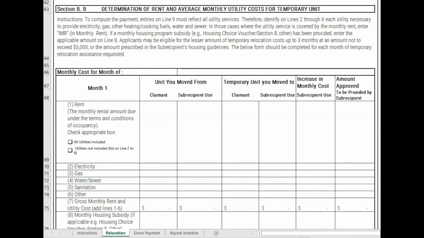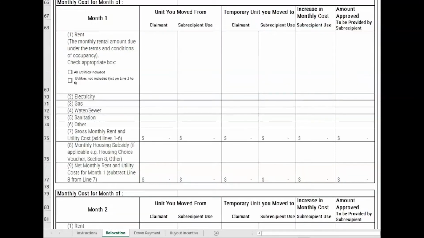First, applicants should input the month that the costs are being requested for. If applicants are to be temporarily relocated more than 1 month, as can be seen in the total number of months listed above in Section B, they should fill out a separate table for each month. If applicants will only be relocated for part of a month, that month's table should be prorated accordingly.